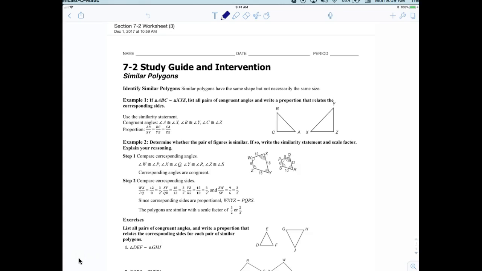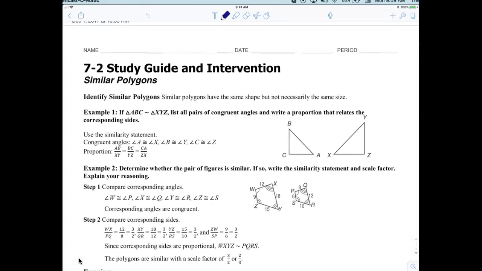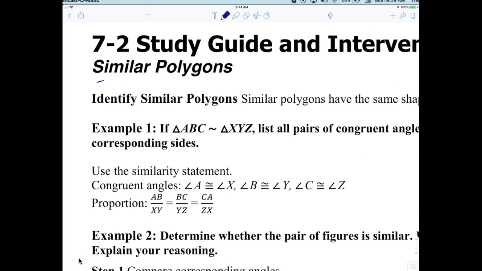Okay, so similar polygons. Anytime somebody says something is similar, what's true about all the angles? The angles are congruent. When you blow something up, do the angles change? No. Do the sides change? Yes. So we say when figures are similar, the angles remain the same and the sides are proportional. That's how simple this is.